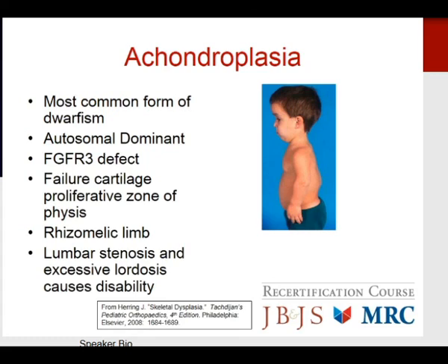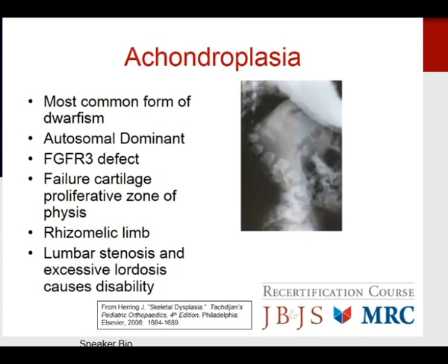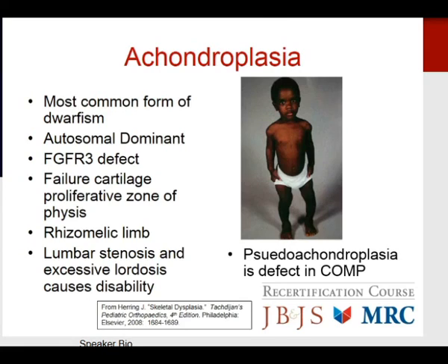Achondroplasia is the most common form of short limb dwarfism. It's autosomal dominant and is due to a defect in the FGFR3 protein. This is a failure of the proliferative zone of the physis, and orthopedic issues that cause disability include lumbar stenosis and excessive lordosis. In comparison, pseudoachondroplasia is less severe and is due to a defect in the COMP protein.